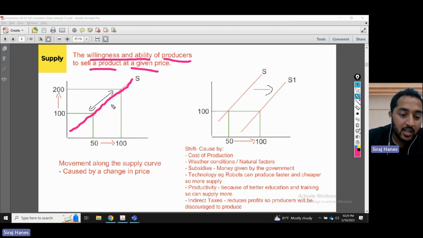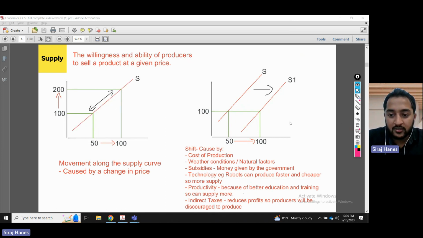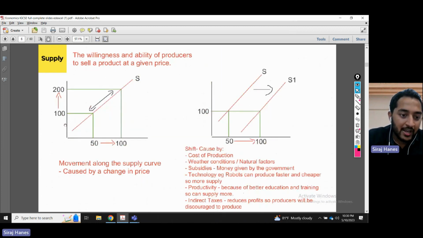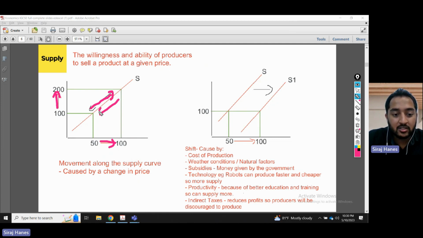What's the relationship there? I told you just 2 slides before this that producers want to charge the highest price to consumers. They want a higher price. So the higher the price, the more the producers are willing to sell. They're like, okay, high price means high profits, so I'm going to sell it at a higher price. So if the price goes up, there will be an extension of supply. If the price goes down, there'll be a contraction of supply. And all these movements are caused by none other than price.